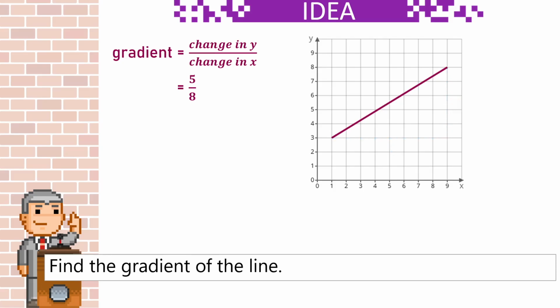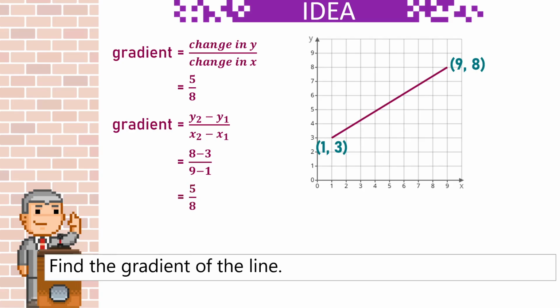Let's work out the coordinates of the start and end of the line and use the formula y2 minus y1 over x2 minus x1. The first coordinate will be our x1, y1 coordinate, the 1, 3. And the second coordinate will be our x2, y2 coordinate, 9, 8. y2 is going to be 8 and y1 is 3, so it's 8 minus 3. And x2 is 9 and x1 is 1, so it'd be 9 take away 1. This will give us the answer of 5 over 8 as well.